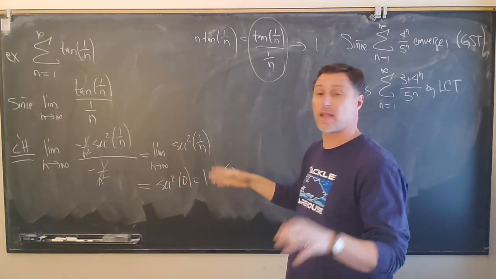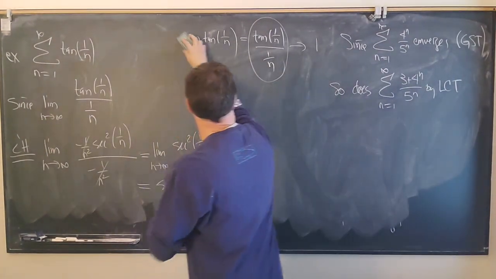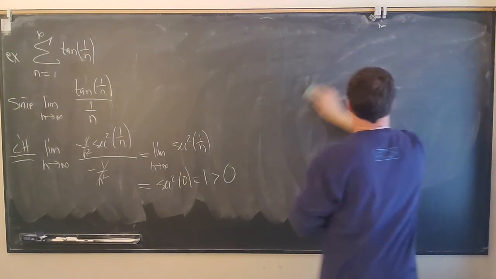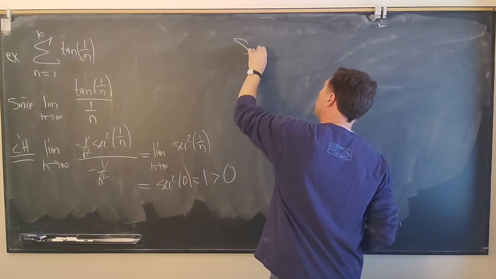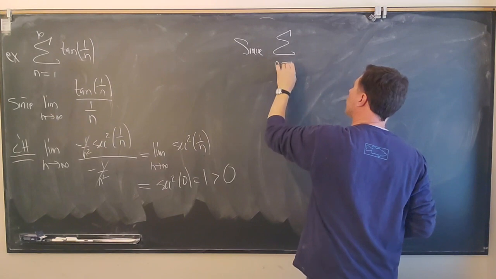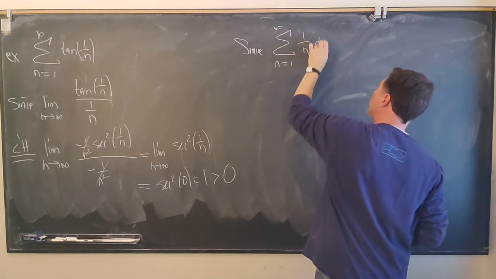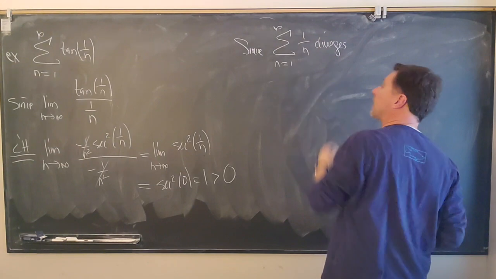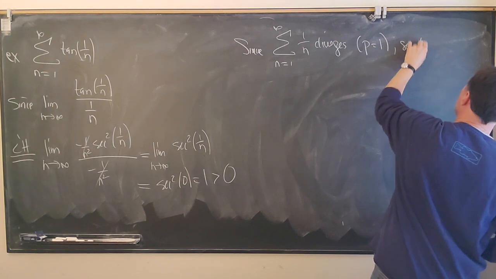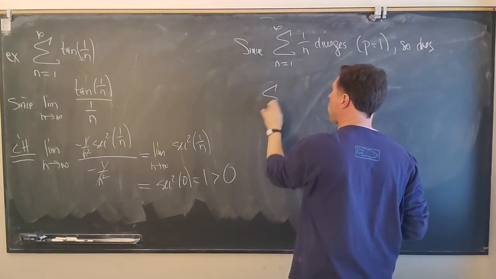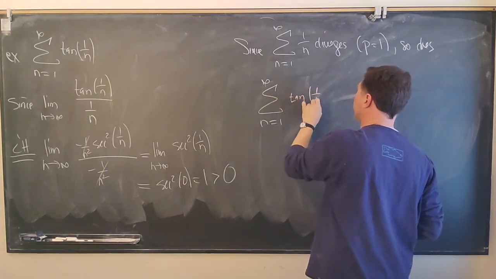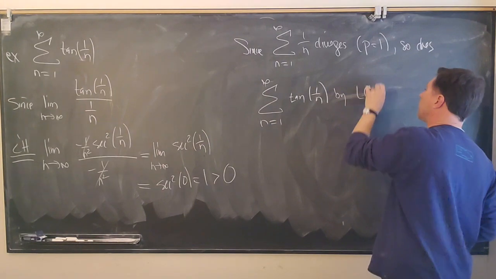So we did the limit of this ratio right here. We got a positive constant. That means that both series do the same thing. So, since the sum n equals 1 to infinity of 1 over n diverges, that's the harmonic series, p equals 1, so does the original series by the limit comparison test.